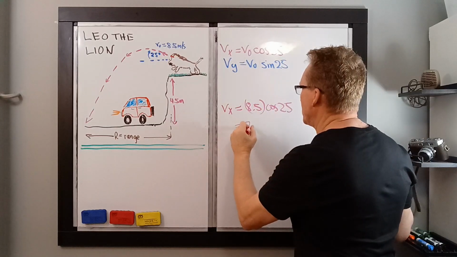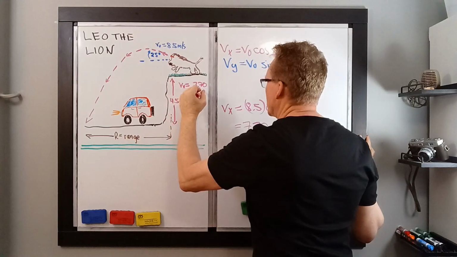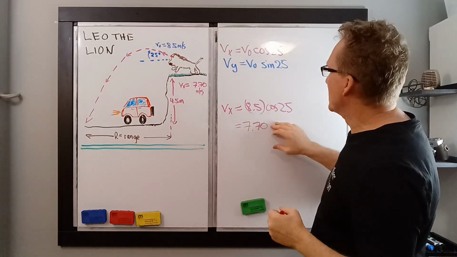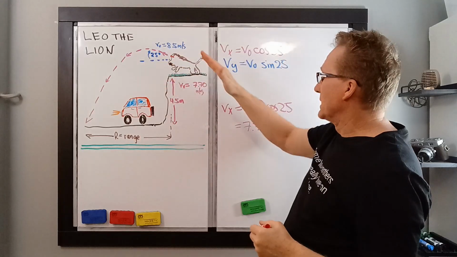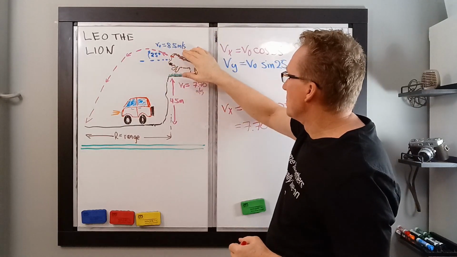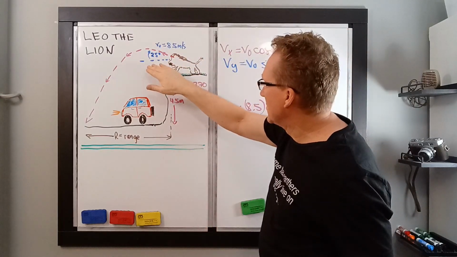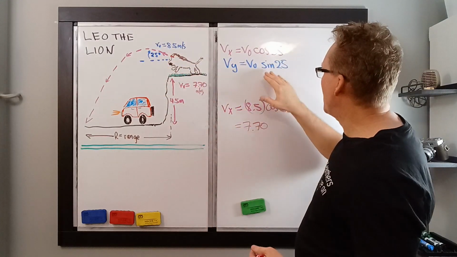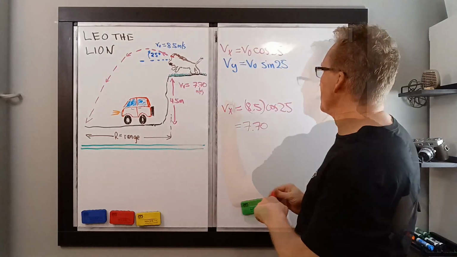I'm getting 7.70. Let me write that in right here, meters per second. And you'll notice here, because this angle is 25 degrees, it's closer to the horizon. It's closer to the horizon than it is to the straight up vertical. So more of this 8.5 meters per second component will be in the x direction. So we would expect that the y direction will be smaller. Let's calculate it and see.